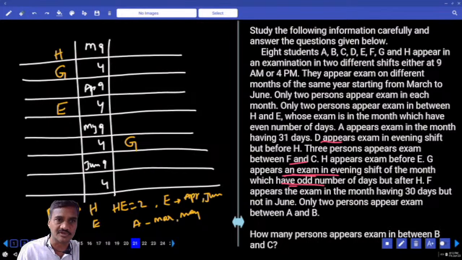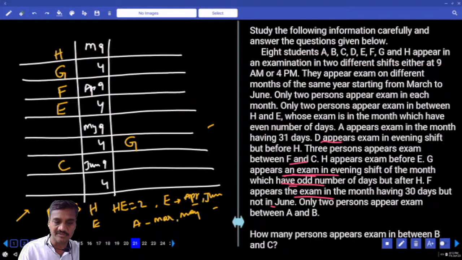Are you following this one or not? Now here in this case we cannot finalize this one. Then E in the month of April or June. Then F appears in the exam in the month having 30 days but not in June. F must be here, so we have only one possibility. Let us concentrate on this one. If F is here, between F and C there must be exactly 3 persons.